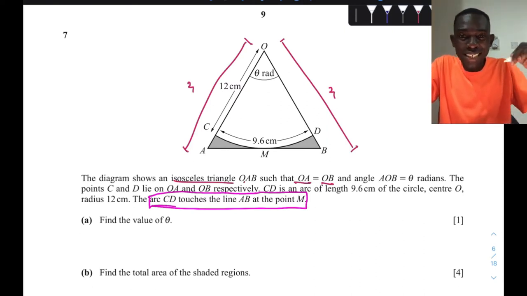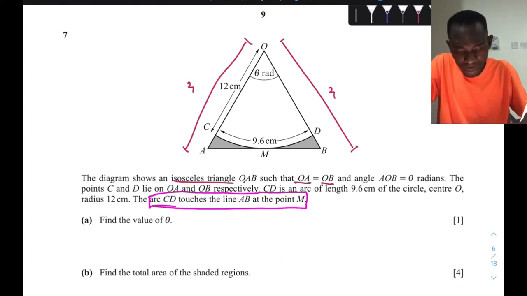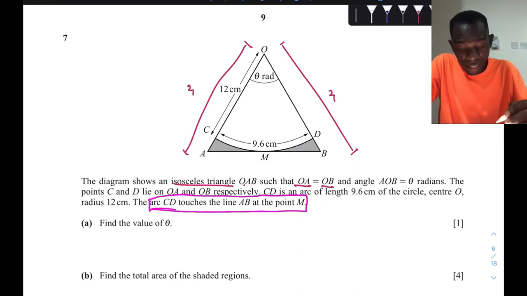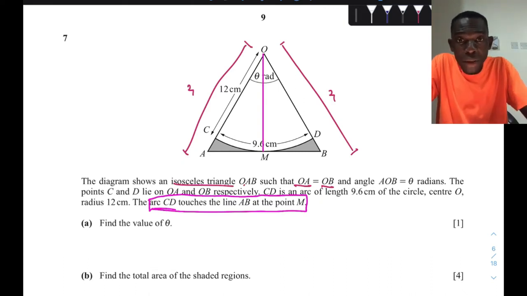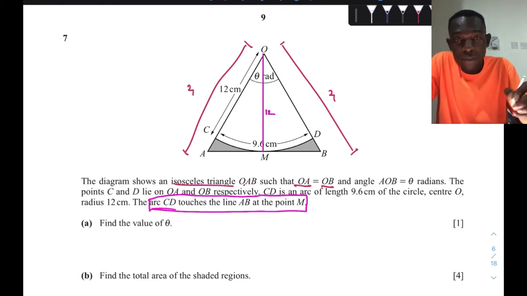If you don't understand that, maybe you can solve it, but you will really suffer in the exam room. And who has the time to be doing trial and error? So what do you need to know? The fact that CD touches this means that from O all the way to M is also a radius. True or false? It's true. It's a radius of 12.